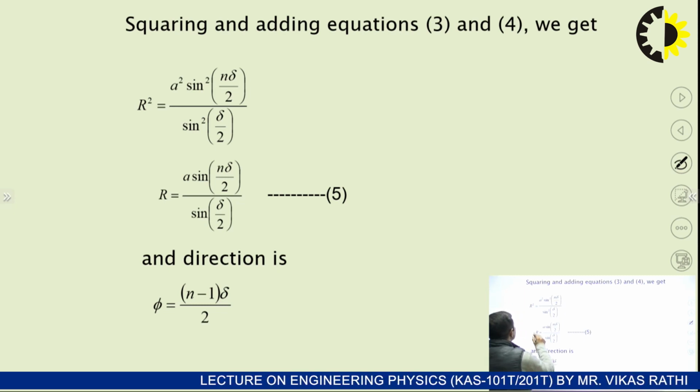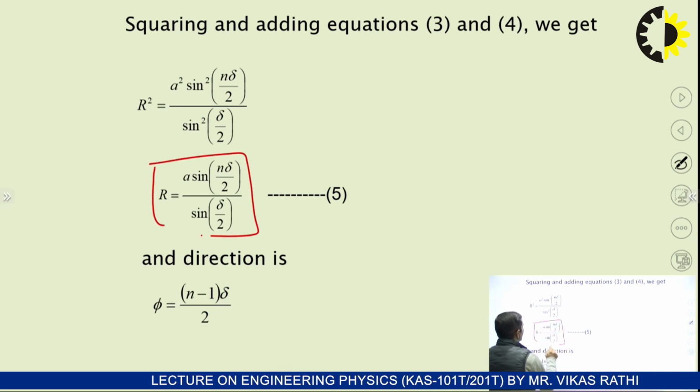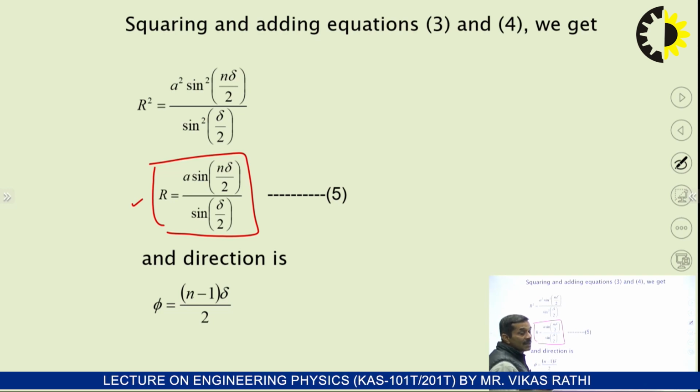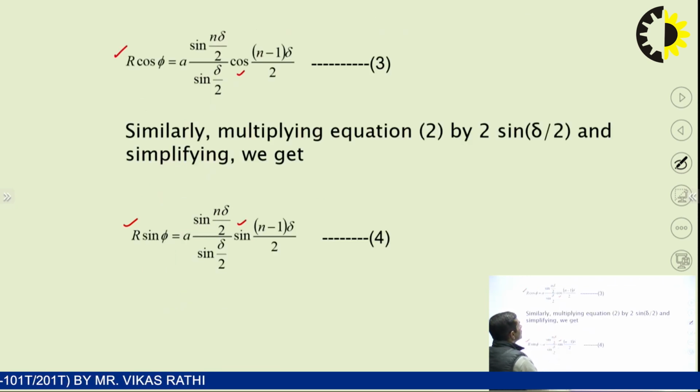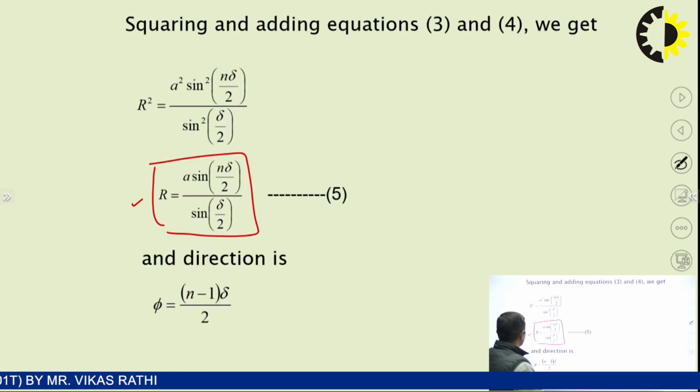So this will be the resultant amplitude here. To find the resultant amplitude in the case of a single slit, we will use this formula. If you want to find the direction of the resultant vector R, we can find it by dividing equations 3 and 4. So generally we will use this formula to find the resultant amplitude.